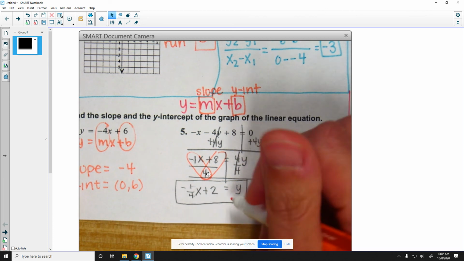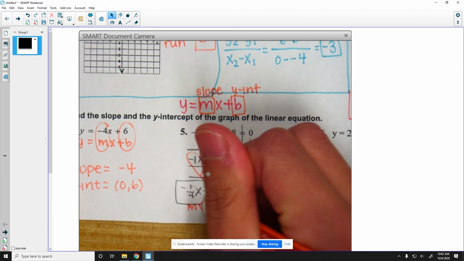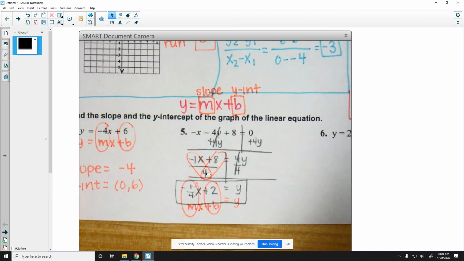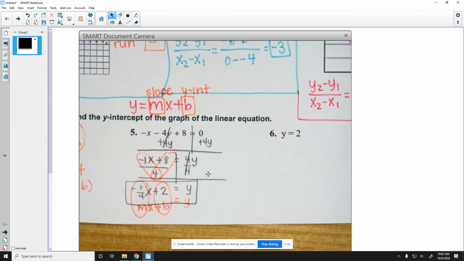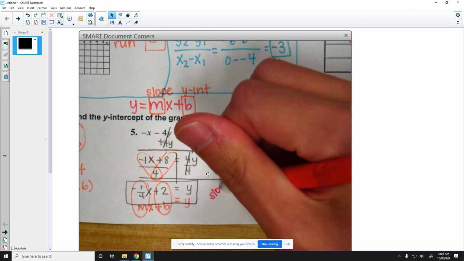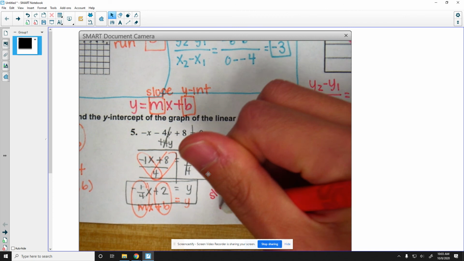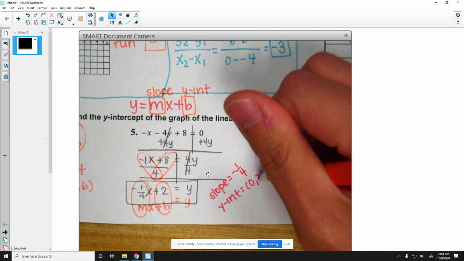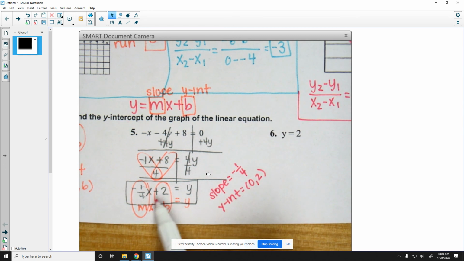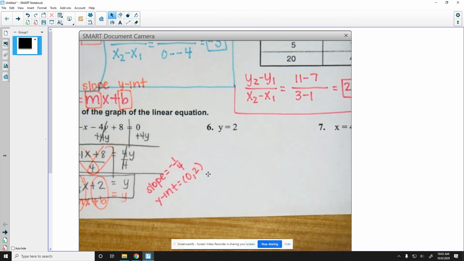So now that I have this, I can figure out what is my slope and what is my y-intercept. Does anyone think they know what number is the slope here? What number is the y-intercept here? Luis, and what's the y-intercept? 2. Thank you. 0, 2 or just 2. It's a +2, so remember it's a +2. Okay. Next one. Oh, this one's kind of tricky.